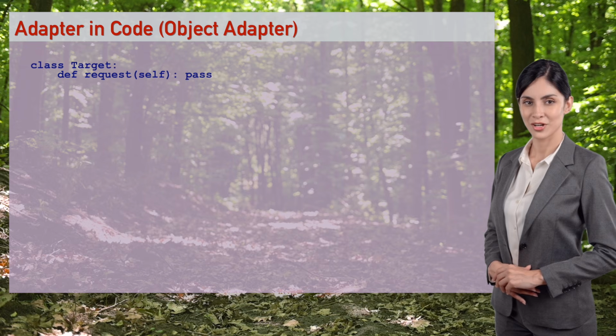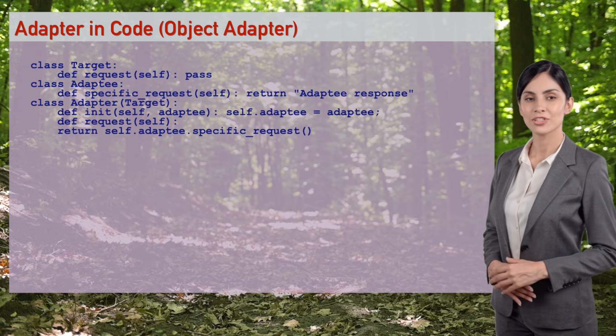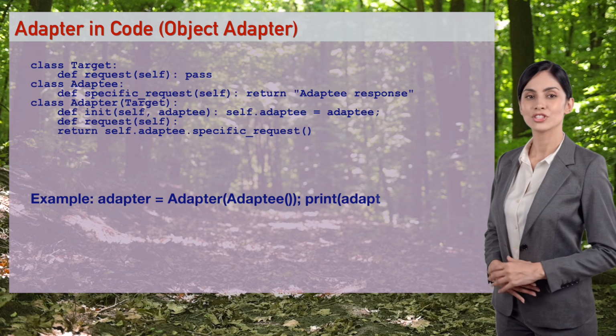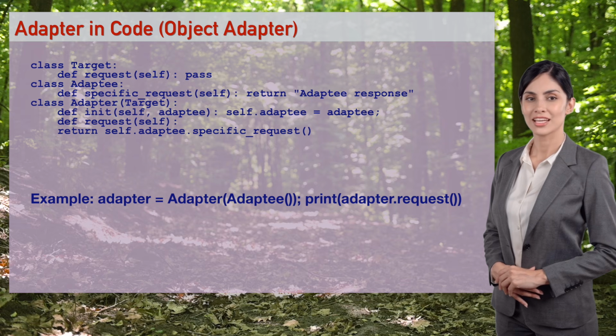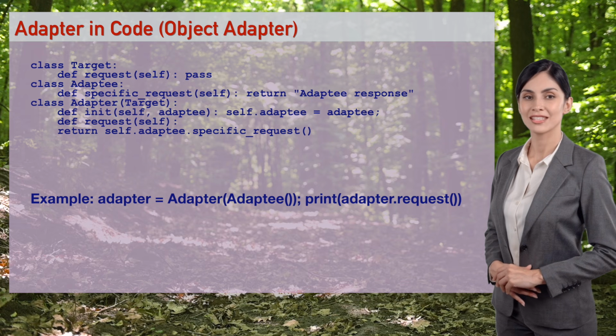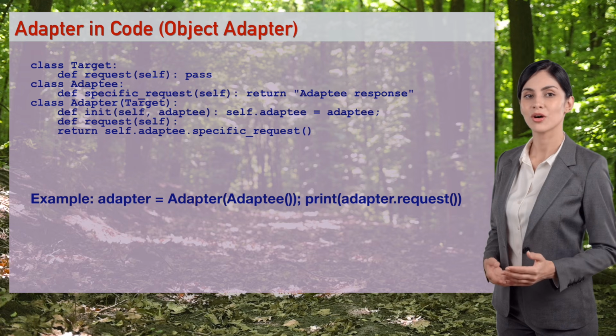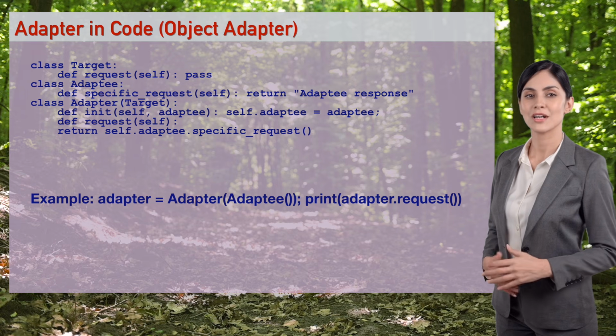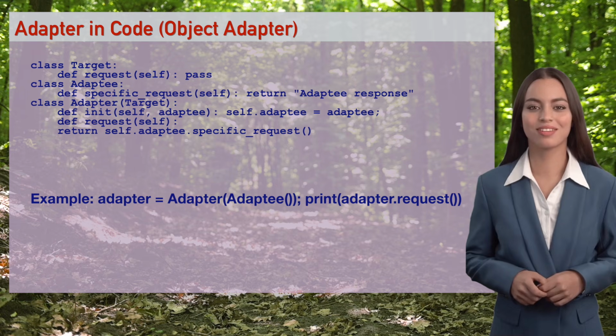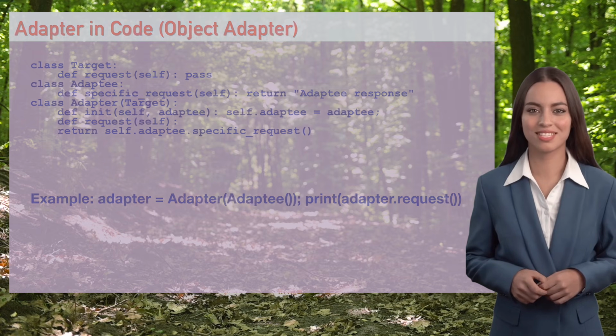Here's the adapter in code. Using Python for an object adapter example, we have a target interface with a request method, an adaptee with a specific request, and the adapter that inherits from target while composing the adaptee. In the init, it takes the adaptee and request calls the adaptee's method. Usage: create an adapter with an adaptee instance and call request to see it bridge the gap. Clear and concise. Demonstrates composition over inheritance for flexibility.